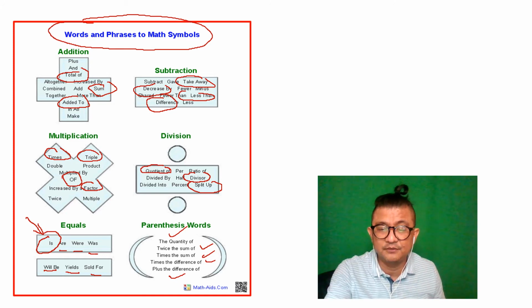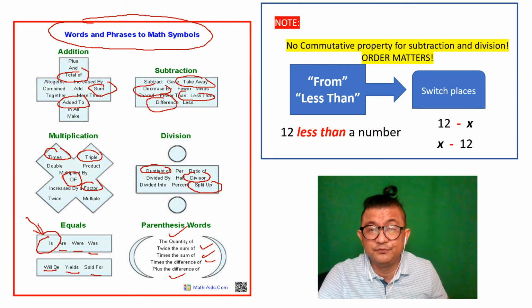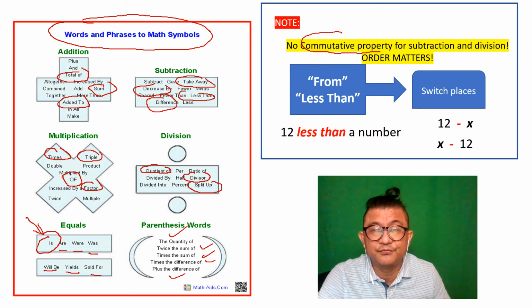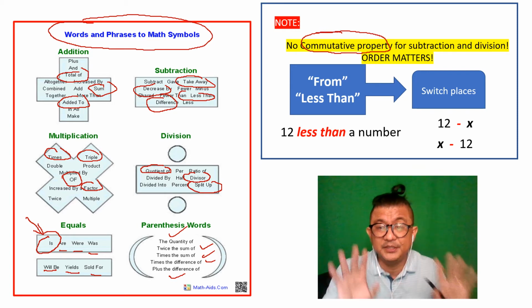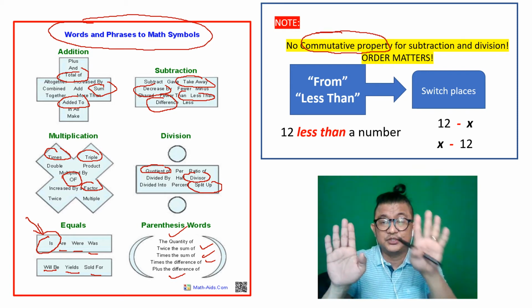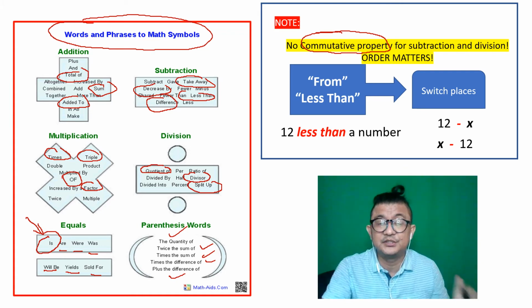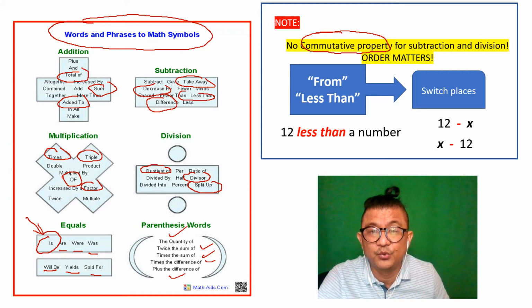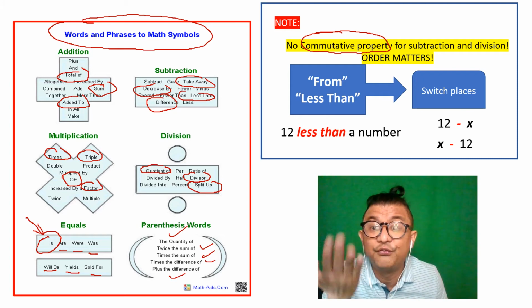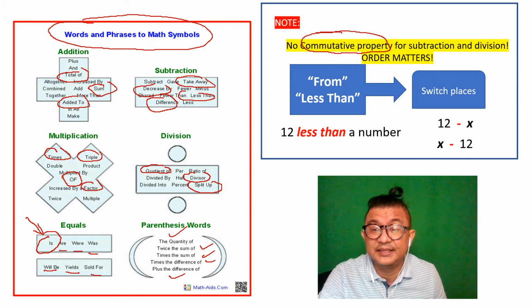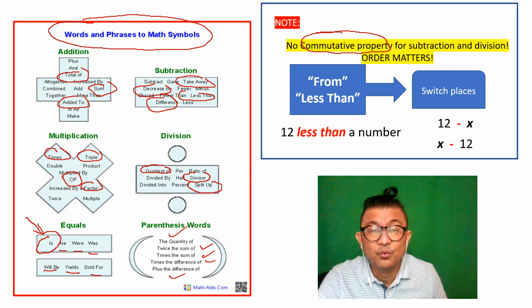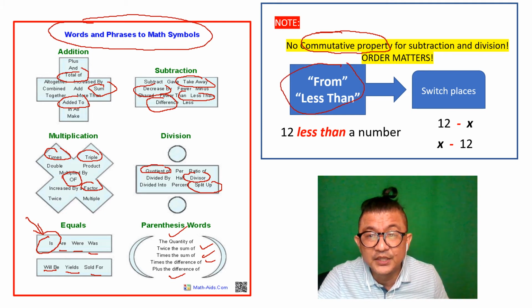But take note of this one. There are a lot of words, but people are always confused with this because there is no commutative property for subtraction and division, meaning in subtraction and division, you cannot switch the numbers. The order is important, but take note of the word from. Say it again, from. And less than. Say it again, less than. Whenever you see these words, the numbers switch places.